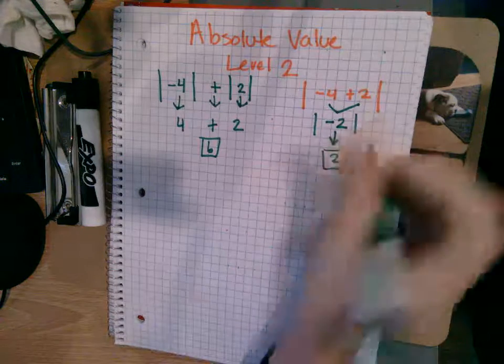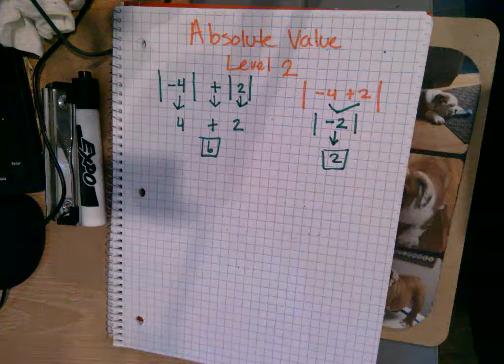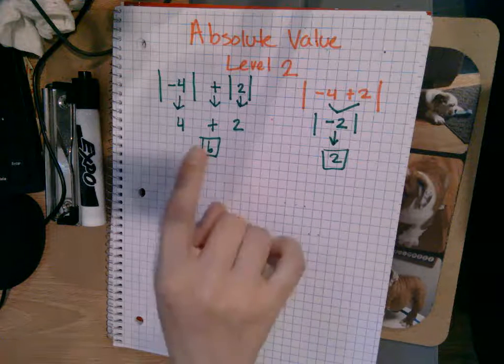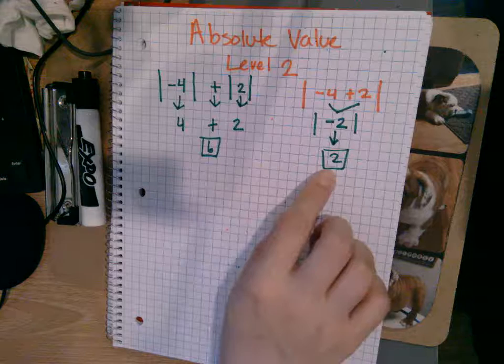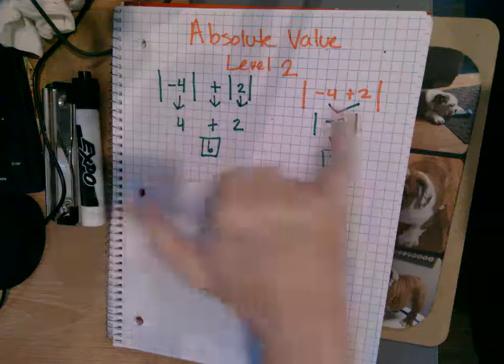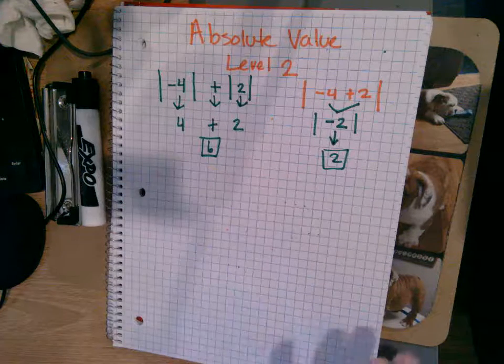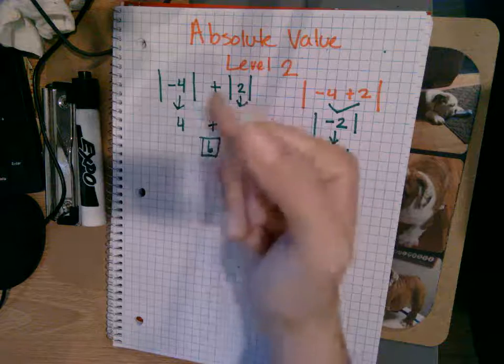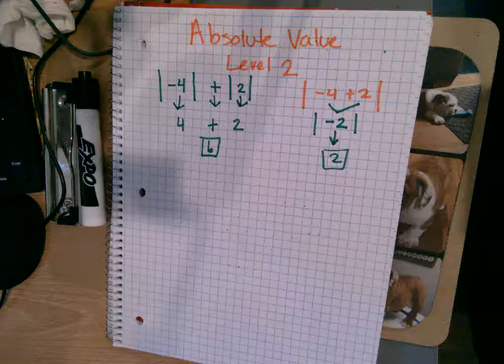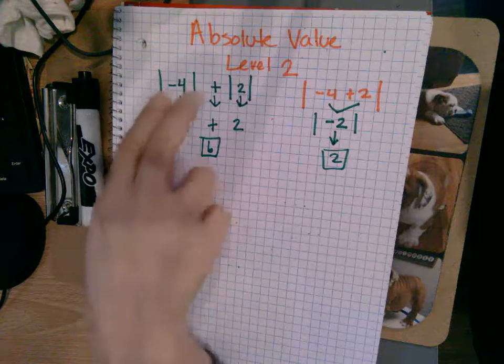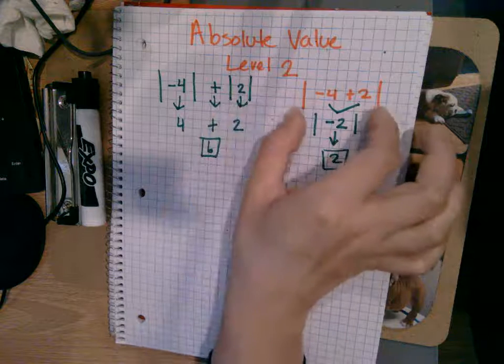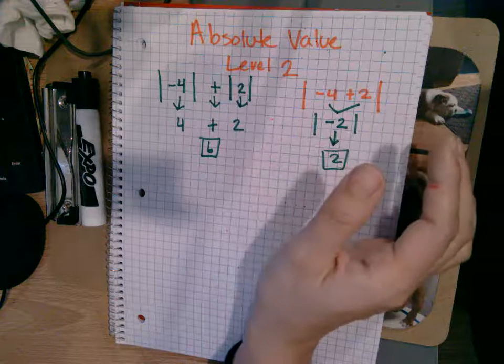2. Now look at the huge difference in answers, guys. Here we got 6 and here we got 2. But if you look at the very beginning, we're dealing with the exact same numbers. We're dealing with a -4 and a 2. The only difference is individual bars and grouped bars. They make a huge difference.